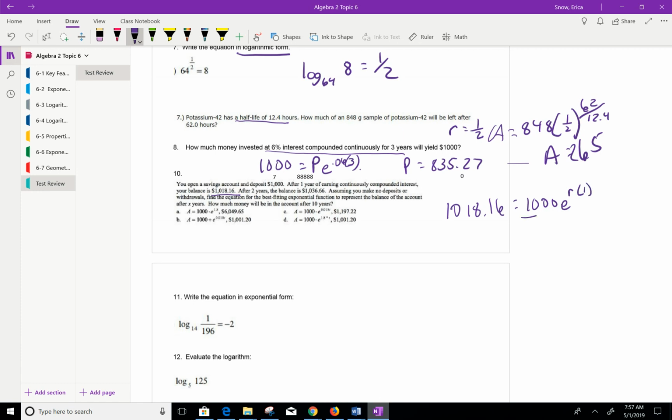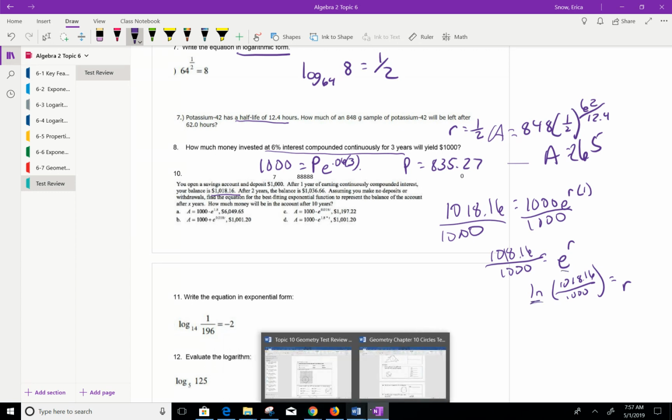So to solve for this one, we're going to start by dividing by 1,000. And then once we get that, we have e to the r equals 1018.16 divided by 1,000. Now notice I'm leaving this like this, so we can keep our answer exact. So we're going to get ln of 1018.16 divided by 1,000 equals r. And the reason we chose natural log is because we have base e here.